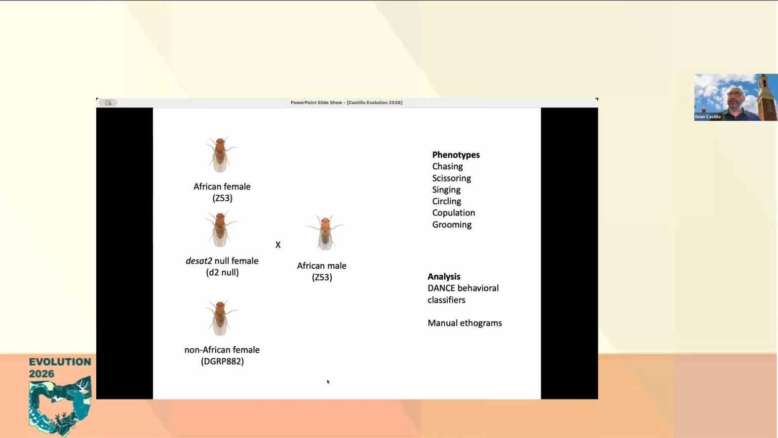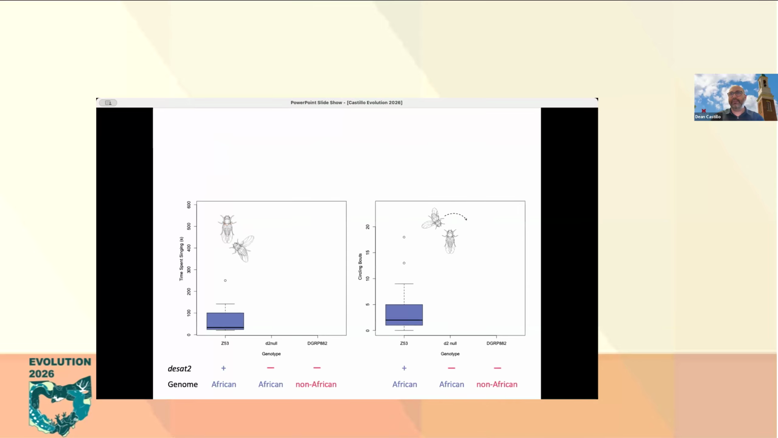And we video recorded all of these interactions so that we could measure some behaviors that are common in African flies, like scissoring and chasing, as well as the main behavior that people pay attention to, the singing. We analyzed them two ways. One was using machine learning. There's a framework published in a paper, they call it Dance, where it's using FlyTracker and Java, so pretty standard tools. But some of these behaviors, we don't really have great classifiers or training data for them, especially things like scissoring and grooming. So this is where the undergraduates in the class came along, because they did a lot of manual ethograms of these behaviors to quantify them.